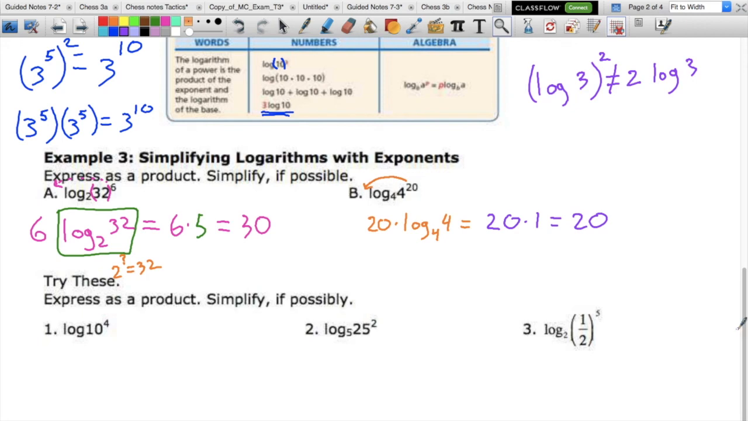All right, so can you take some time, express this as a product, and then simplify if you know how to do it. So try these three on your own. Get set. And welcome back. So during our break, we had time to solve these.